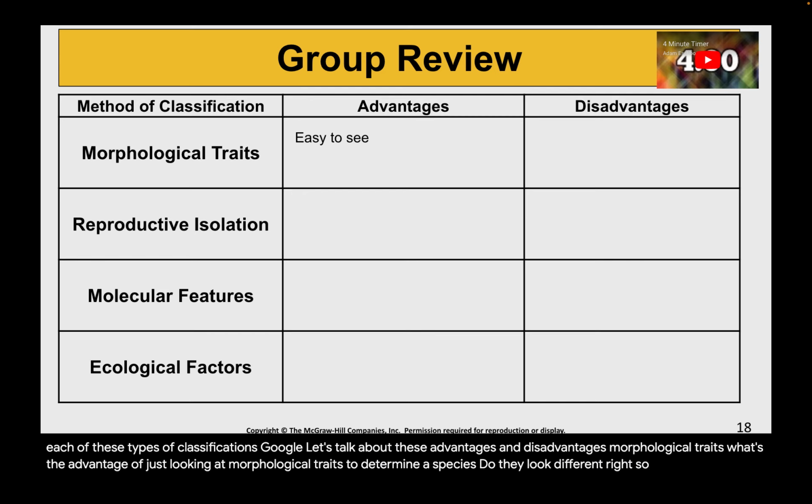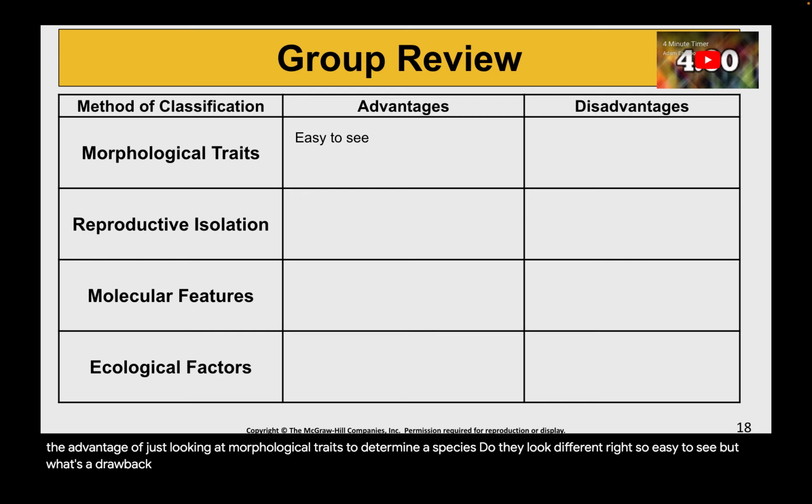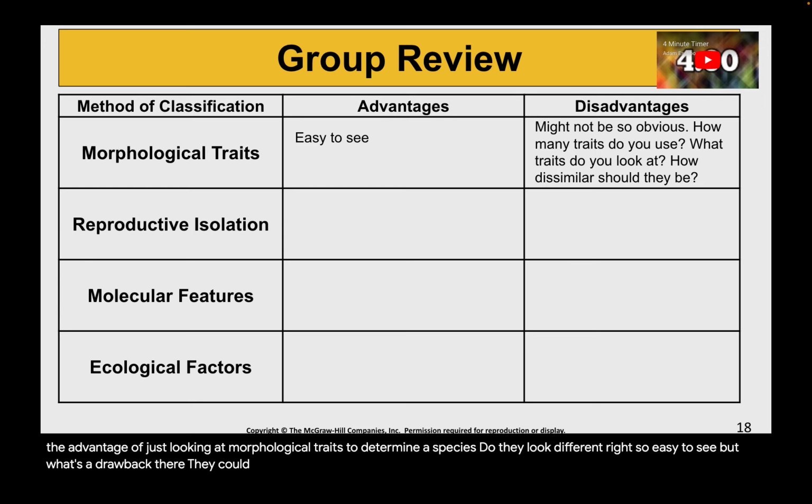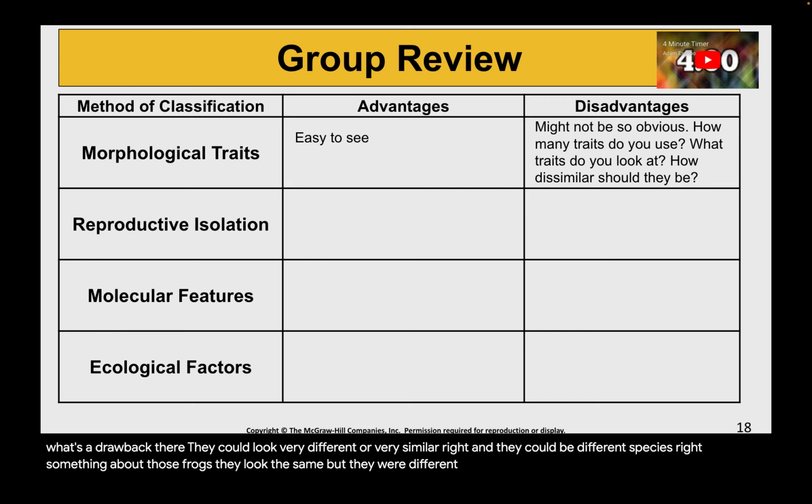Right, so easy to see, but what's a drawback there? They could look very similar. Yeah, they could look very different or very similar, right? And they could be different species, right? So think about those frogs. They look the same, but they were different species.